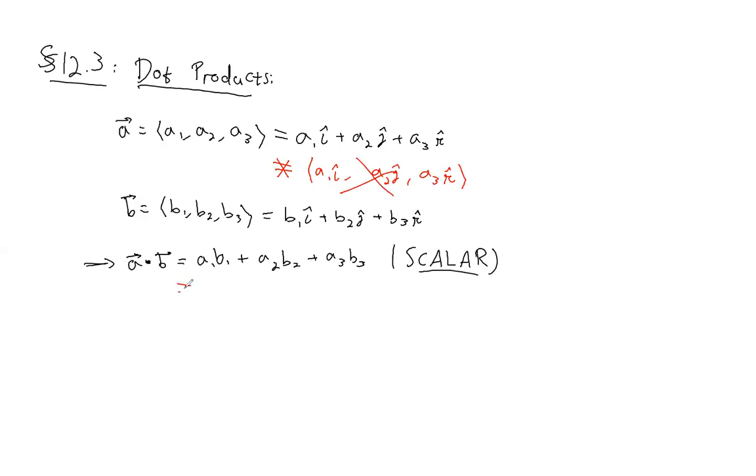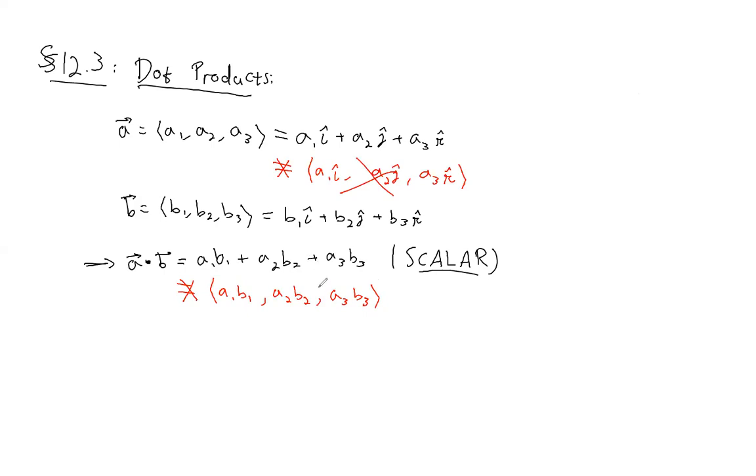This is not the same thing as saying A1, B1, comma, A2, B2, comma, A3, B3, comma. That's not what we're doing. We're not getting a vector out of this. You can multiply vectors together to get another vector. That's called a cross product, and we'll talk about that in a little bit. But that's not how we do it.